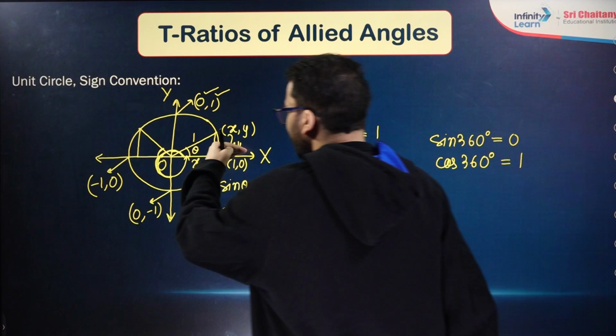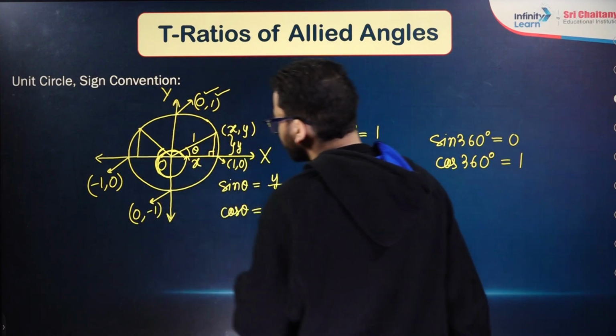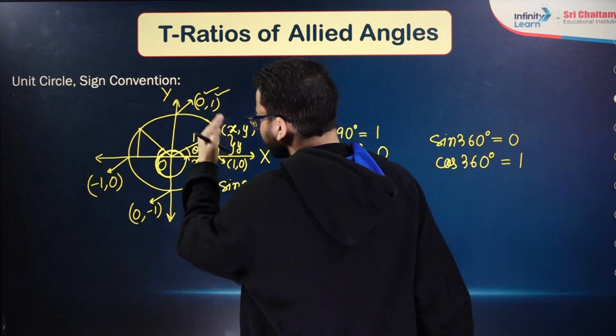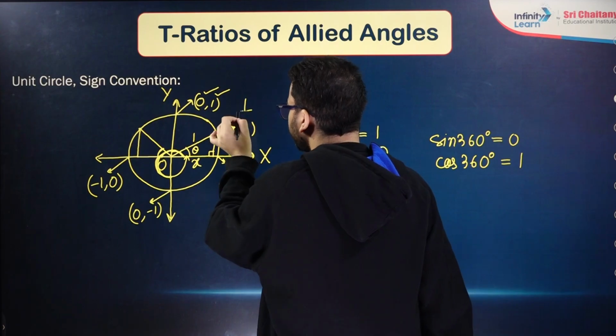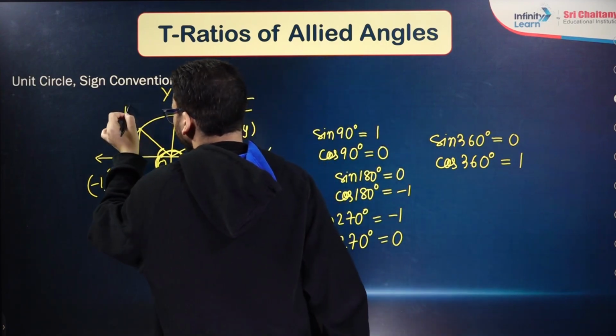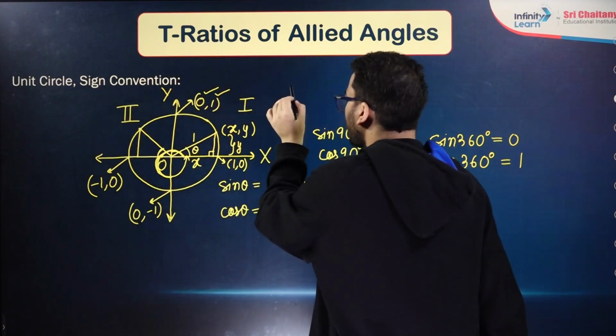You see, if the angle is in the first quadrant, meaning between 0 degrees and 90 degrees. You see, this is the first quadrant, the second quadrant, I'm talking about quadrant.